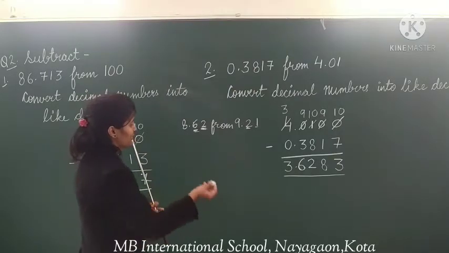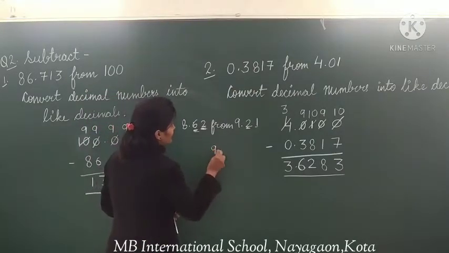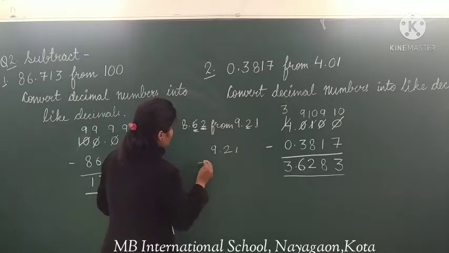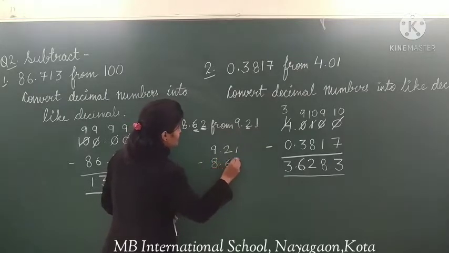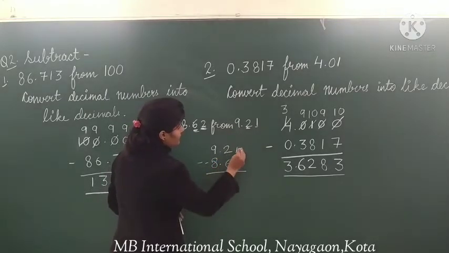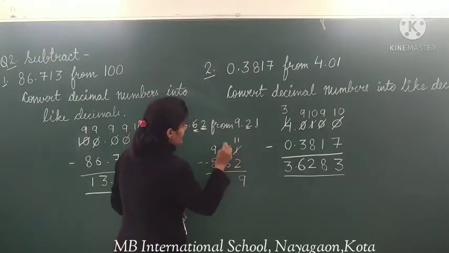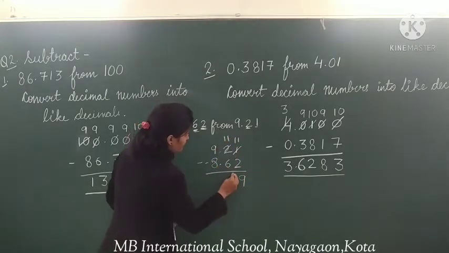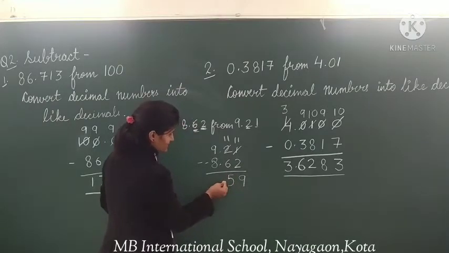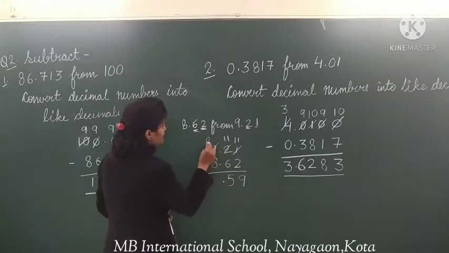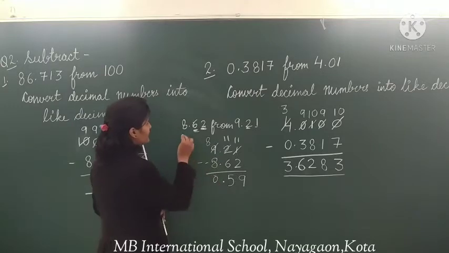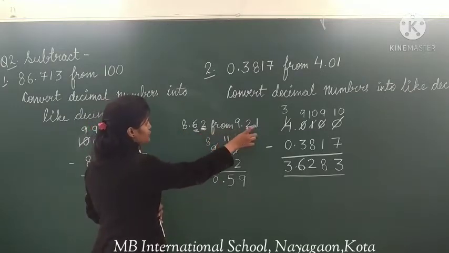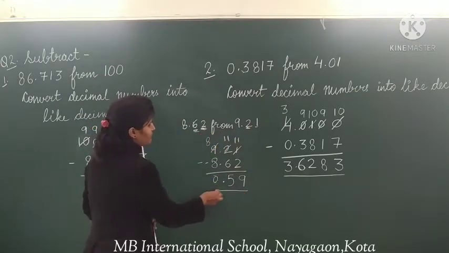Already question like decimal में ही है, तो आपको like decimal में convert करने की requirement नहीं है. Directly start subtracting. 9.21 minus 8.62. Start subtracting. When we borrow then it's 11. 11 minus 2 is 9. 11 minus 6 is 5 and then the decimal point. It remains 8 and 8 minus 8 is 0. So when we subtract 8.62 from 9.21, we got 0.59.